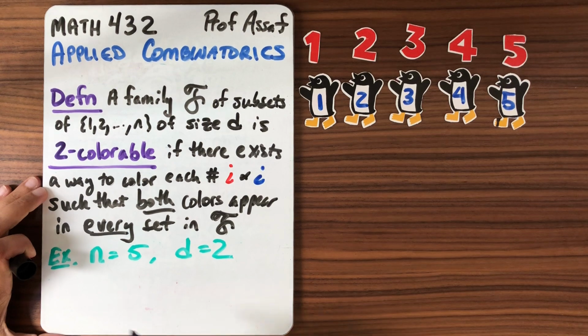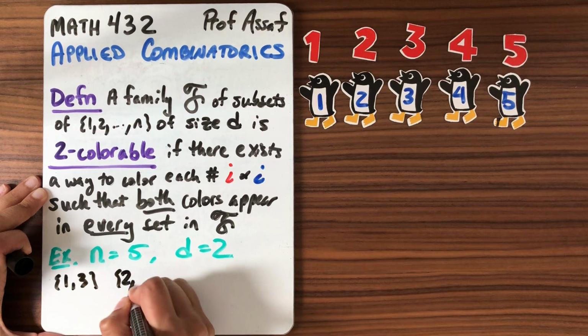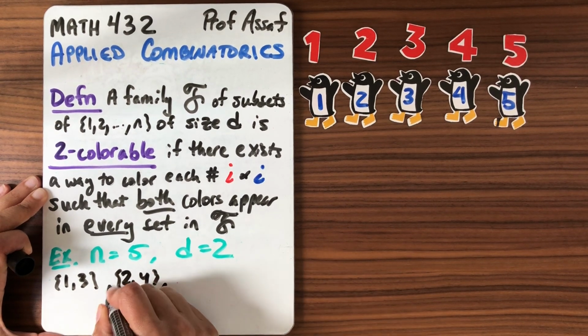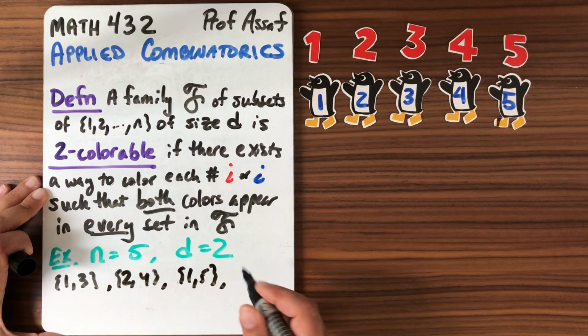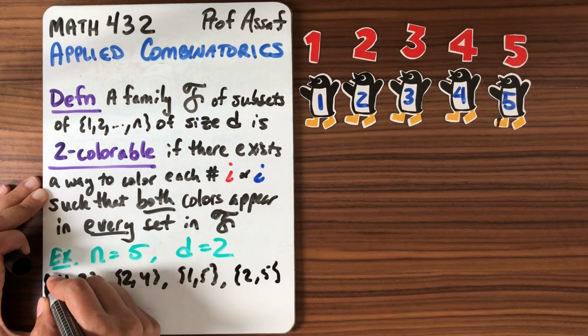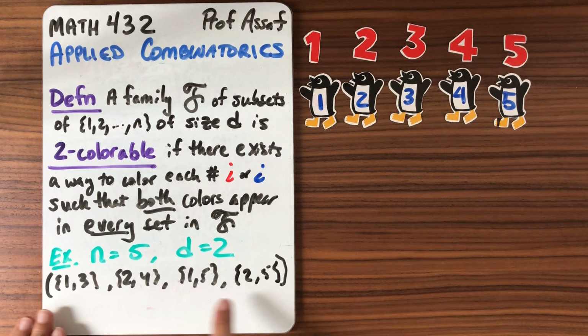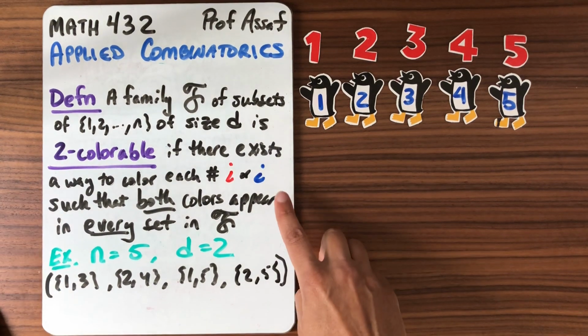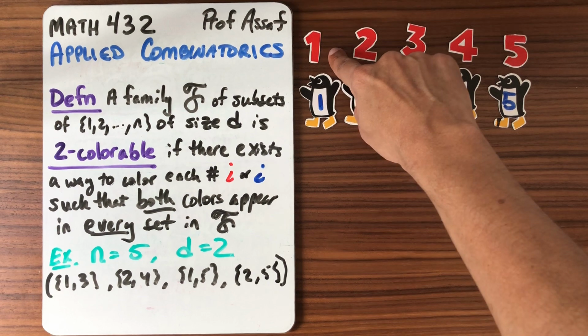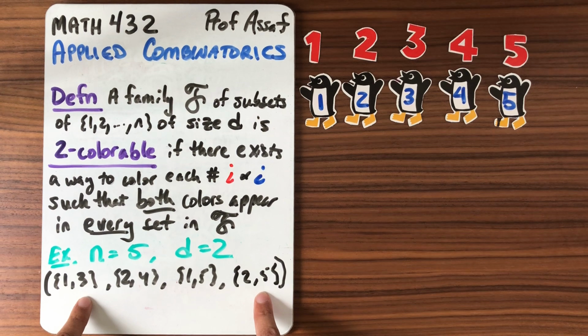So what would an example be? I could take the numbers 1 and 3, and the numbers 2 and 4, and the numbers 1 and 5, and then maybe 2 and 5. And this would be my collection F. So this is one example of a collection F of subsets of the numbers 1 to 5, each of size 2. We say that this set is 2 colorable if there's a way to choose for every number either red or blue, such that in every one of these sets, I have a red and a blue.